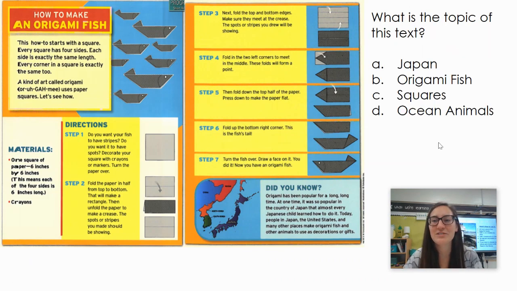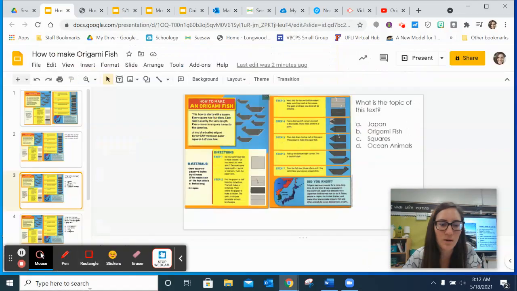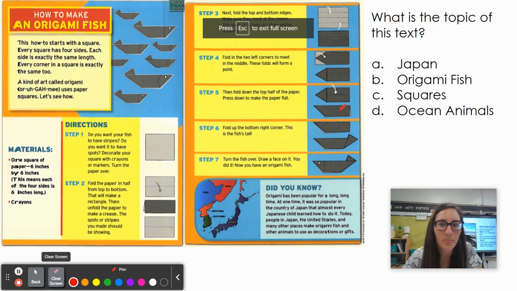All right, next question. What is the topic of this text? Remember, topic is just one or two words. So is this all about Japan, origami fish, squares, or ocean animals? All right, I really hope that you said, hold on, let me see if I can get this to work.